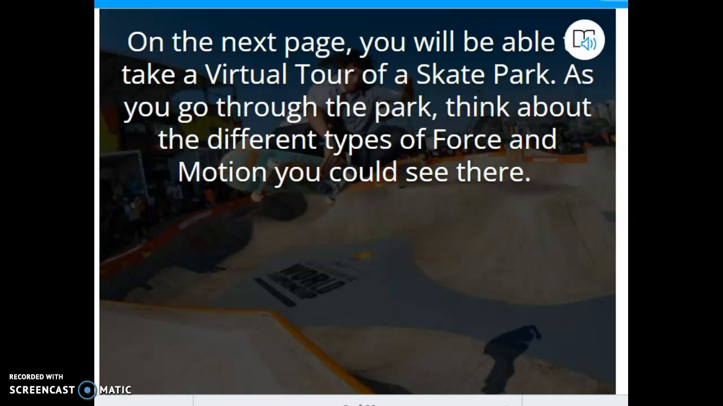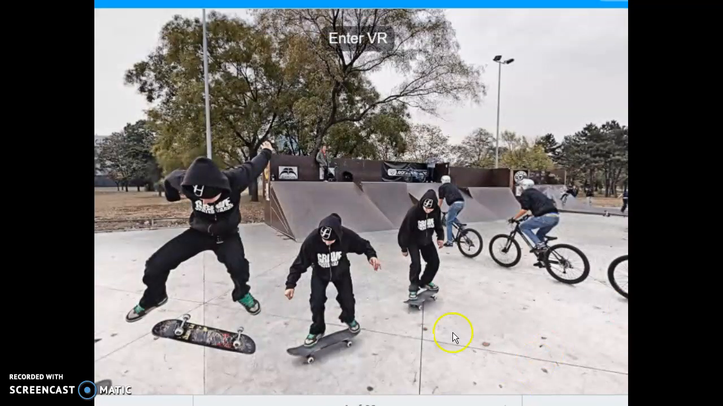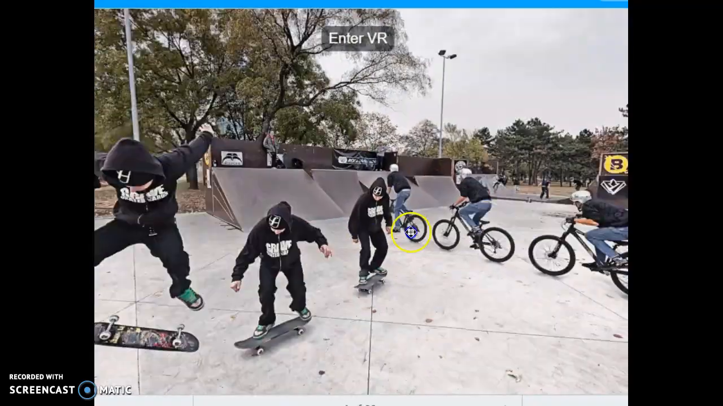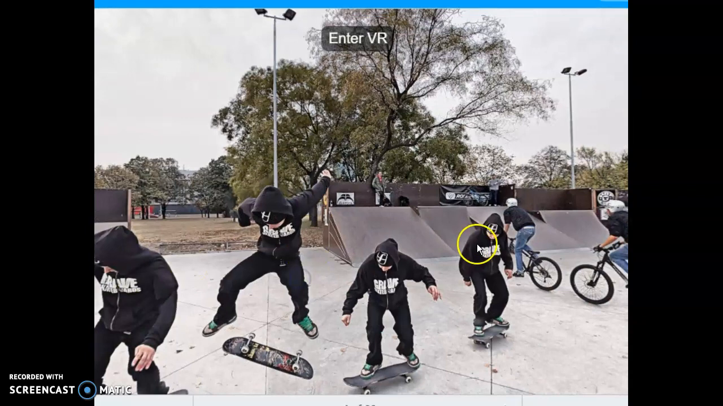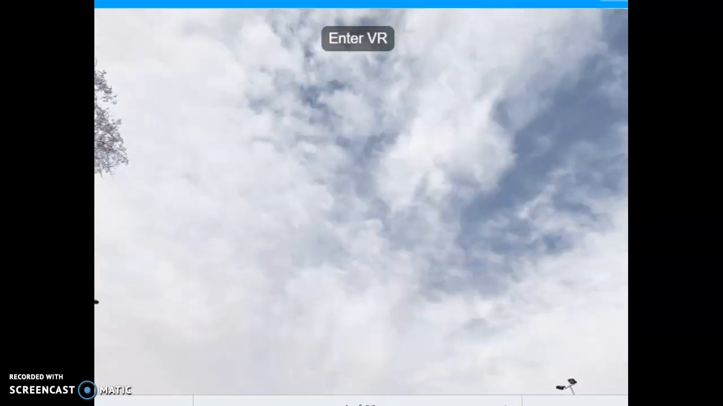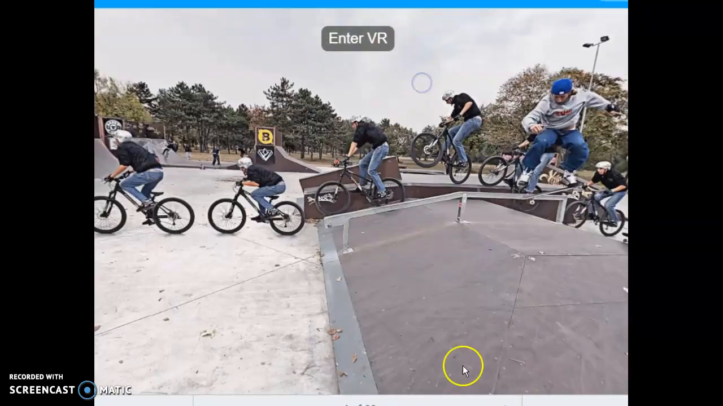Everybody good? All right, so when you click the page to the next page, your page will look something like this. And you are able to use your mouse to click and drag and look in like 360 degrees. You can look up and down, but there's obviously not a lot going up there. Down here, just look around at that. And for the folks at home, I'm going to pause there.